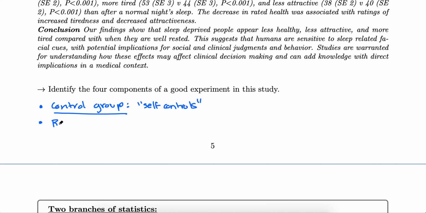We need randomization. And I don't know if you notice above, but they said the photographs were presented to the raters in a randomized order. So those rating the photos didn't know if it represented sleep-deprived or not. They're presented in a random order.